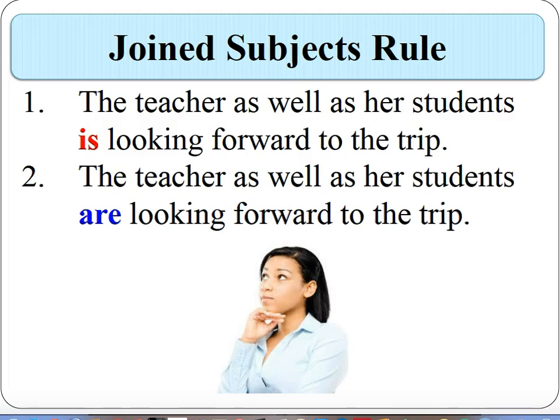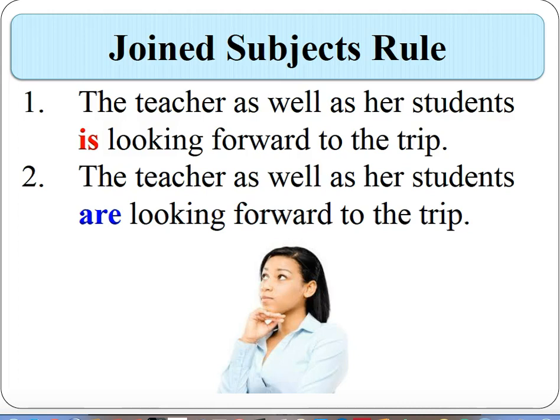Let's look at another sentence that has two versions. The teacher, as well as her students, is looking forward to the trip. The teacher, as well as her students, are looking forward to the trip. Which of these sentences is correct?